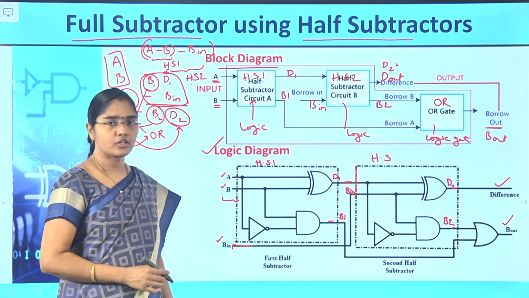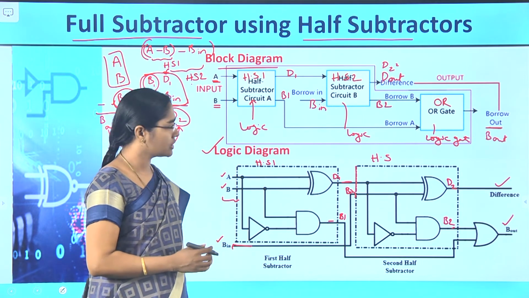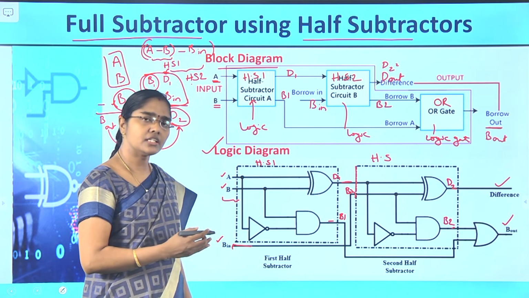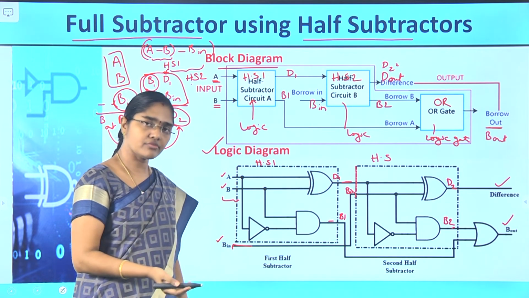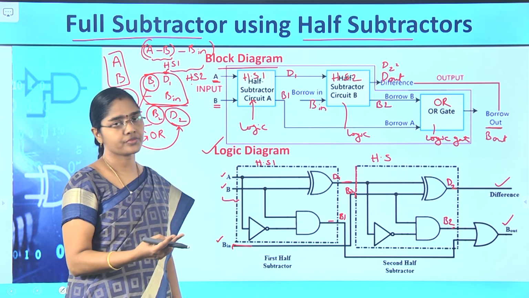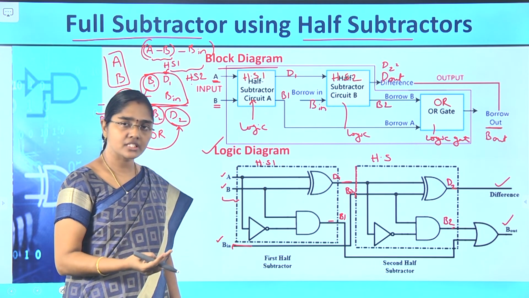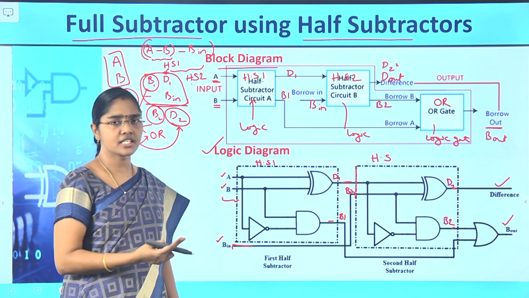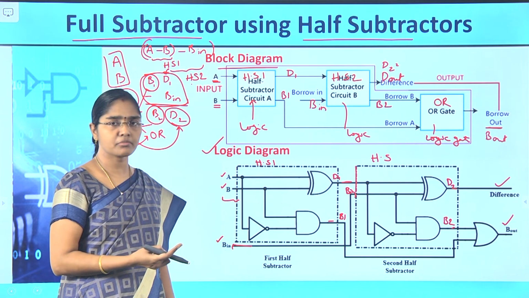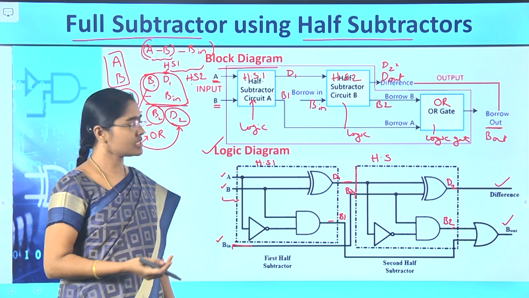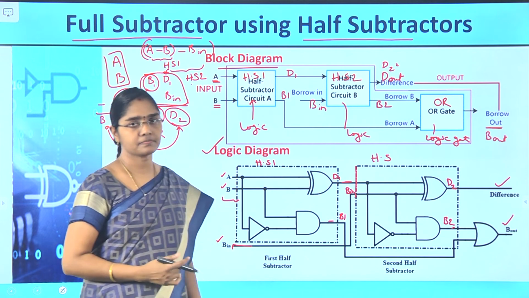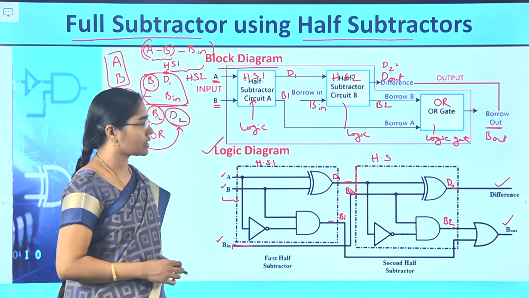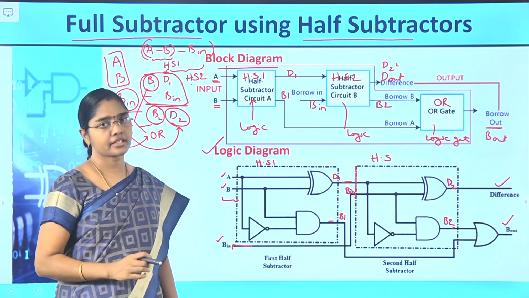I hope you understood this. Now, how many half subtractors are required for one full subtraction? 2. And along with the half subtractors, is any other logic gate required for the full subtractor implementation? Yes, one OR gate. So this is the full subtractor.